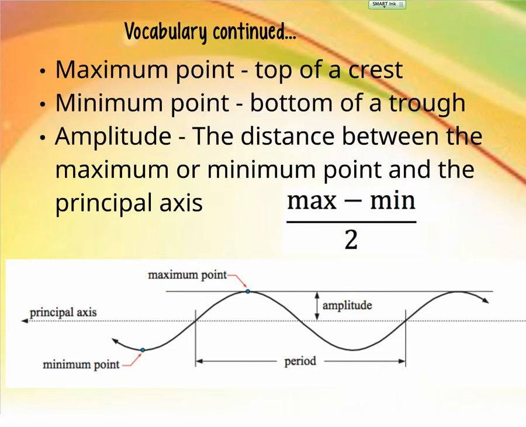These are going to be the same length, remember, because that principal axis is exactly halfway in between. So that's the amplitude, this distance. It's kind of like how high or low that wave is going. And you can find the amplitude by this little equation here: take the maximum point minus the minimum point and divide that by 2.